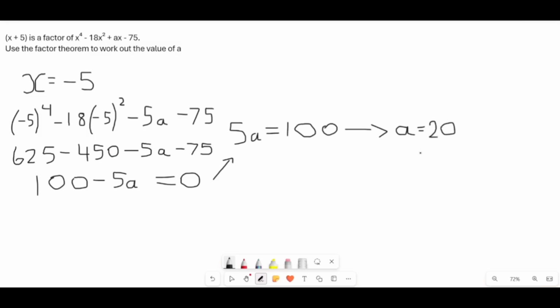That's going to wrap it up for part 1 of the factor theorem. Now this is definitely the easier part, so I guess stay tuned for part 2 and I'll see you there.